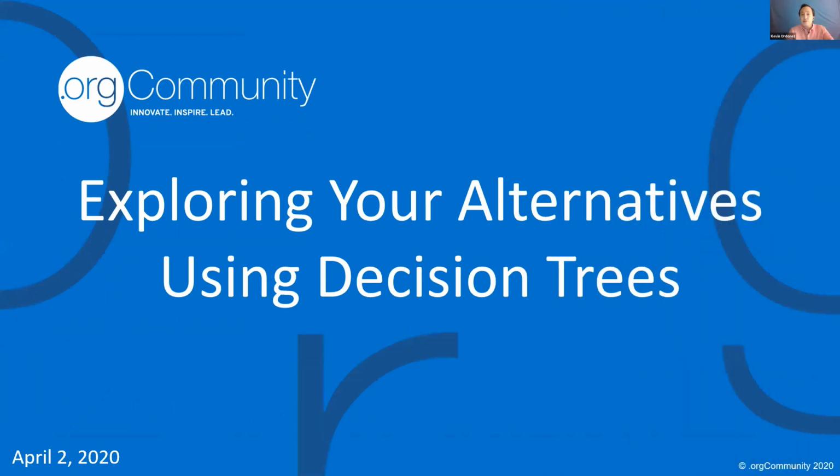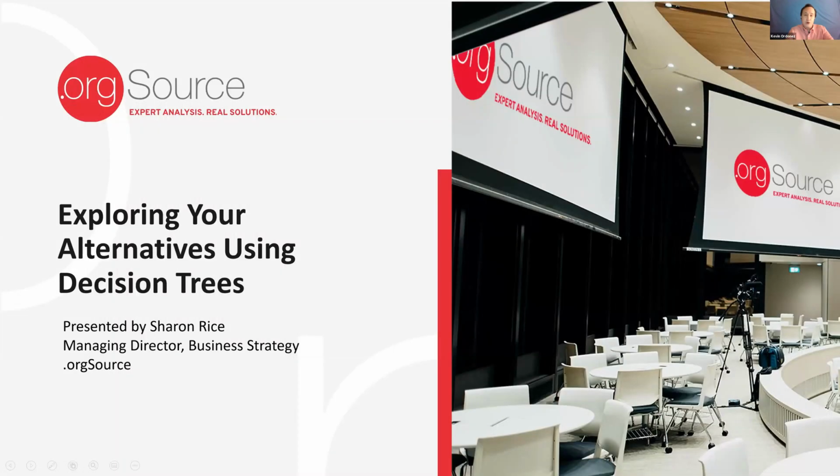Trees. So Sharon Rice is our Managing Director for Strategy at .org Source, and she will show us how to anticipate multiple possible scenarios for how things might unfold over time using a decision tree. And welcome, Sharon.